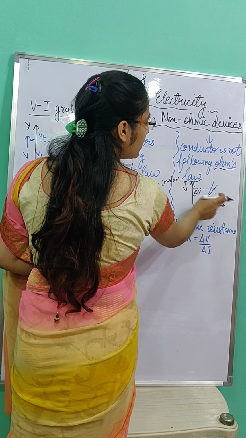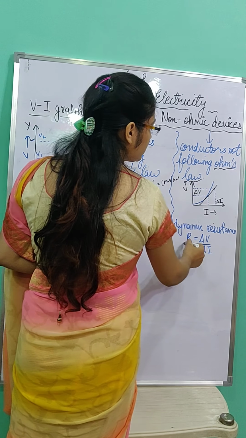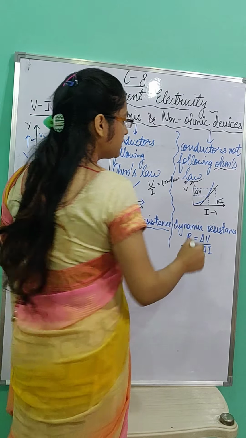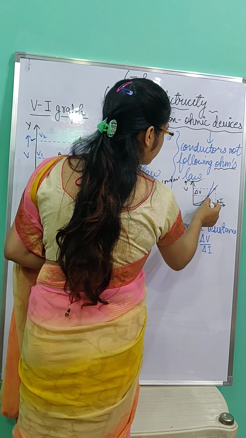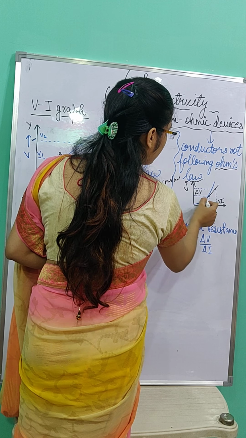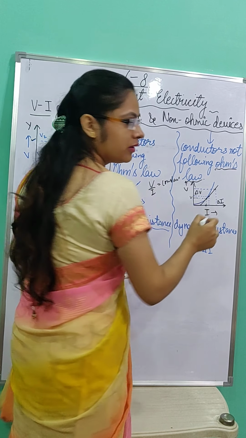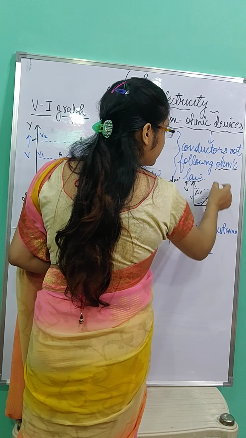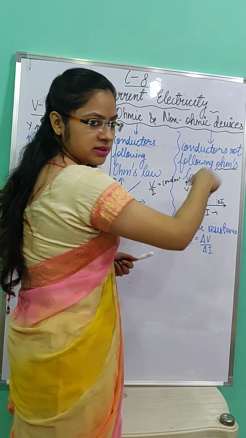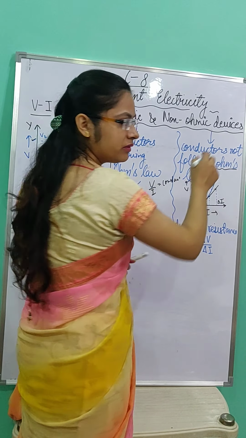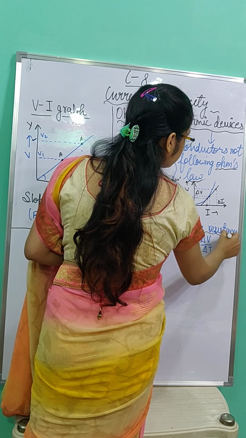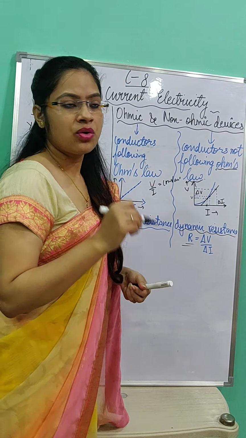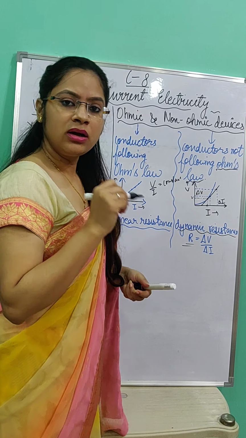The ratio of delta V upon delta I gives the value of resistance at this particular moment, for this particular value of I and this particular value of V. Since it is a curved graph, at each and every point the resistance value will change. Hence, such resistance is called the dynamic resistance of that particular conductor.